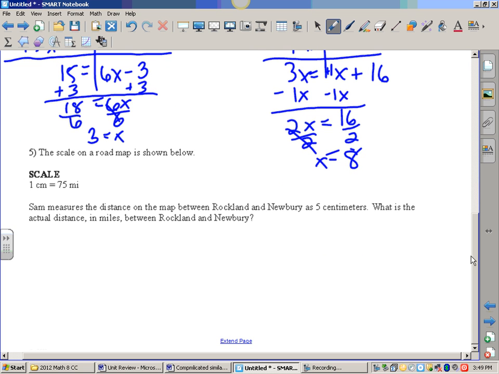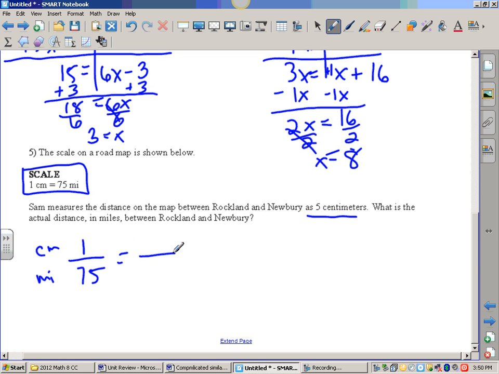Moving on to the word problem type questions, the scale on a road map is shown below. They're giving you your fact. Without a doubt, you know that 1 centimeter is equal to 75 miles in this case. They're telling you that Sam measures the distance on a map and got 5 centimeters. What is the actual distance in miles? We set it up as fact and find. We know without a doubt that 1 centimeter is the same as 75 miles.